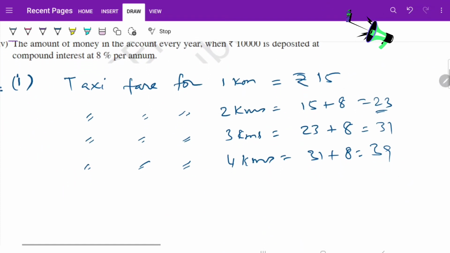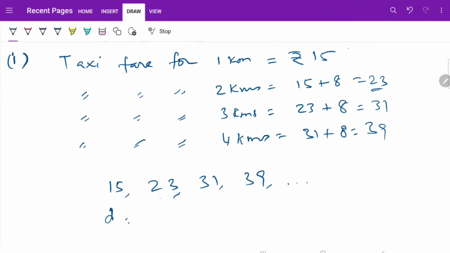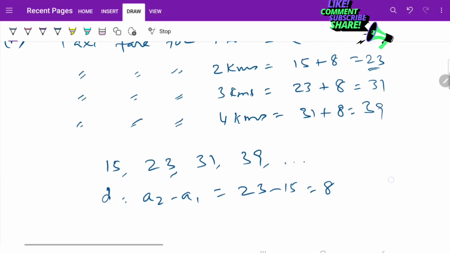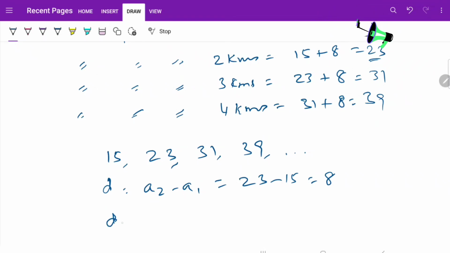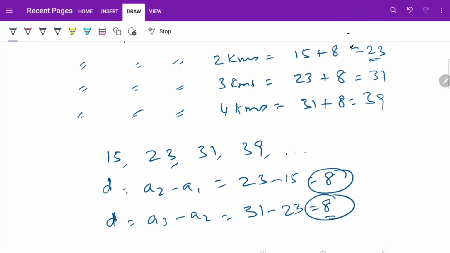This we have to check. So what is the first term? The series here is: first one is 15, second one is 23, third one is 31 rupees, 39 and so on. So what is the common difference here? Common difference is A2 minus A1, second term minus first term, that is 23 minus 15, we get 8. Then the common difference d is A3 minus A2, third term minus second term, that is 31 minus 23. This is also equal to 8. So we are getting the same common difference here.